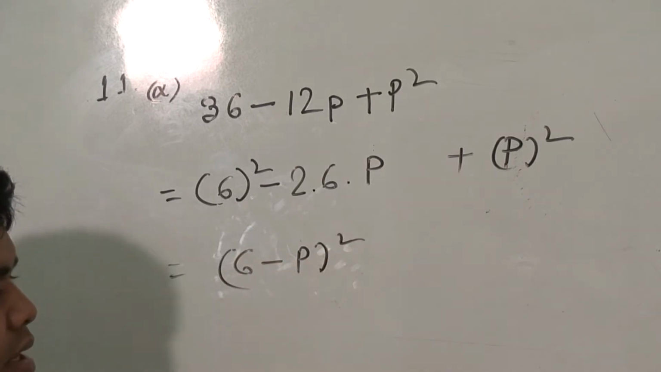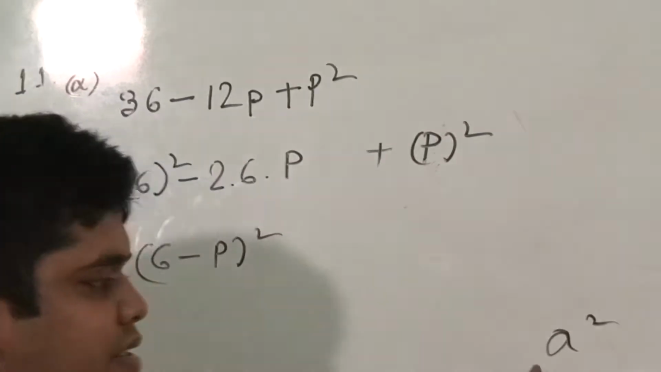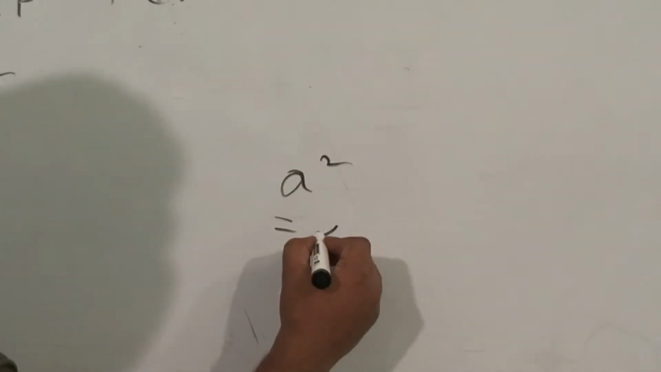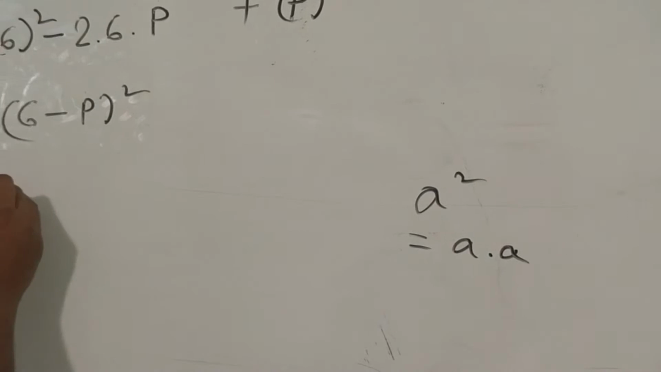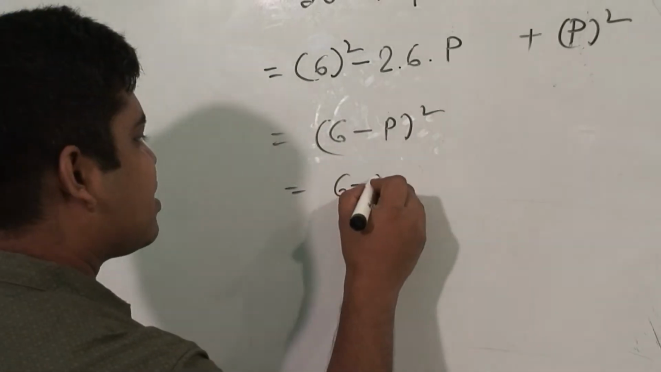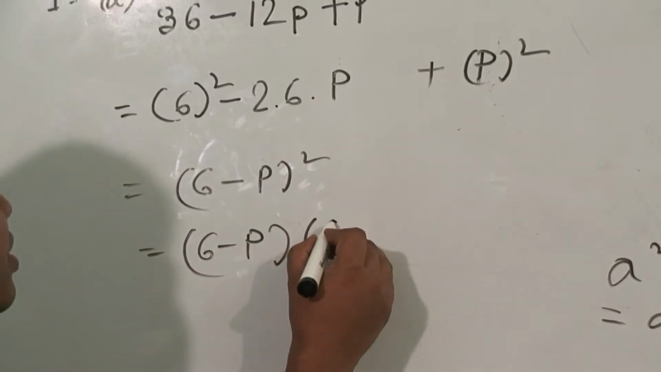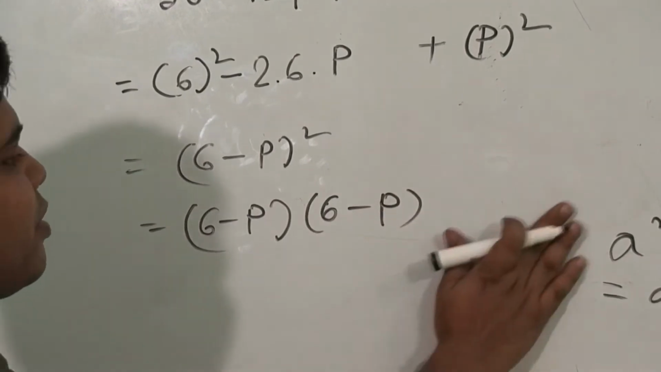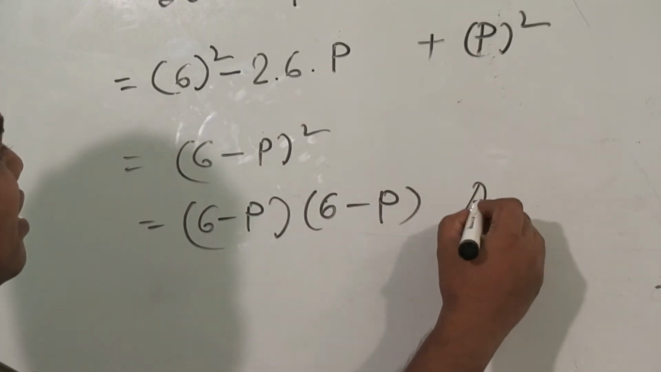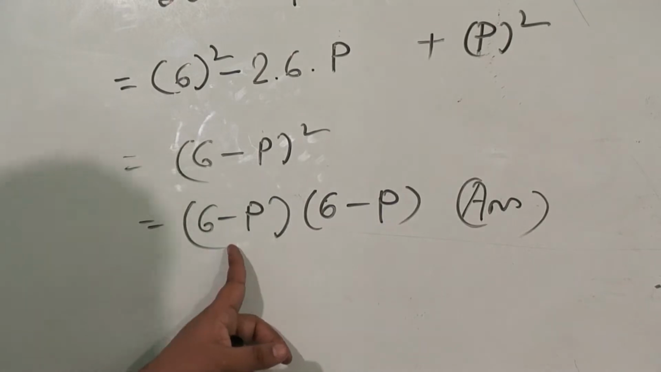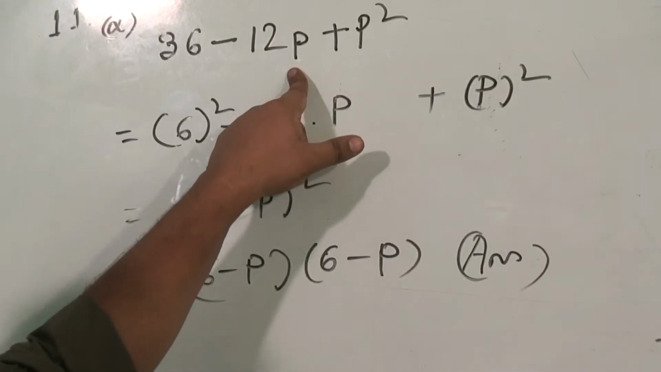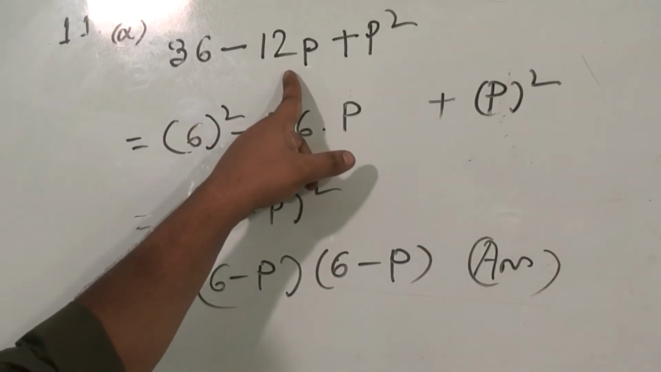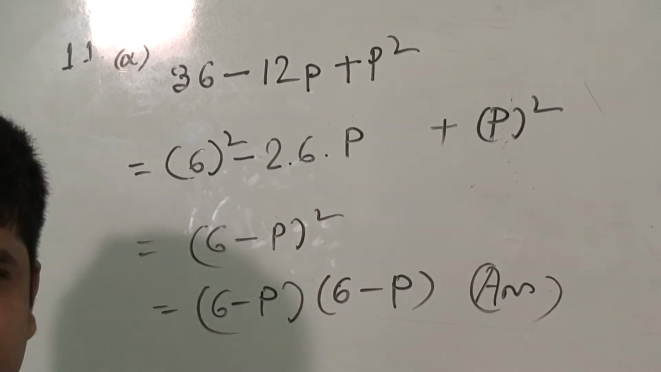My dear students, what do you mean by this expression a square? A square means a into a. Just like that we write it. 6 minus p whole square means 6 minus p into 6 minus p. I hope you have understood, and this is the answer. That means 6 minus p and 6 minus p are the factors of this expression, which is 36 minus 12p plus p square. I hope you have understood.